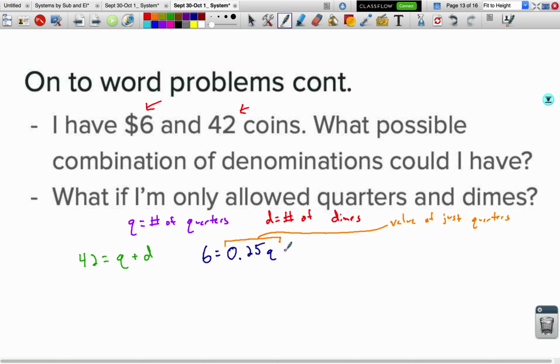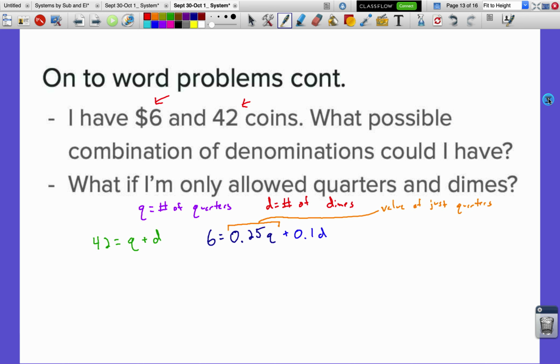All right, and now we're going to add that to the value of just the dimes. So we take dimes and multiply them by their value of 0.1. Add these together, we should get up to 6. All right, we have 2 missing variables. That means we need 2 equations. I've got my 2 equations. This should be solvable. So now we just have to pick a method to solve it with. I think the easier method here would be elimination.